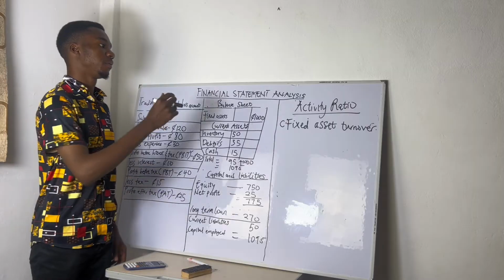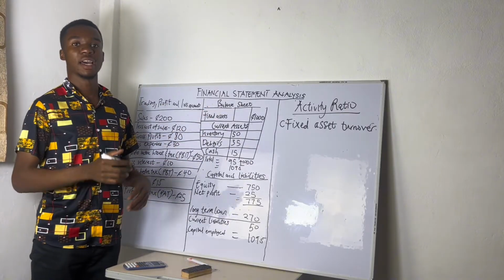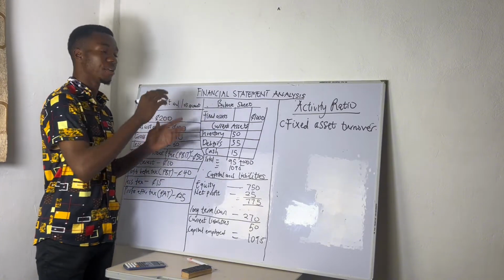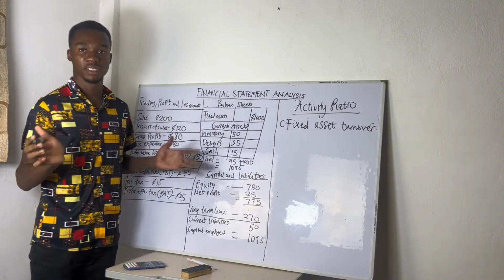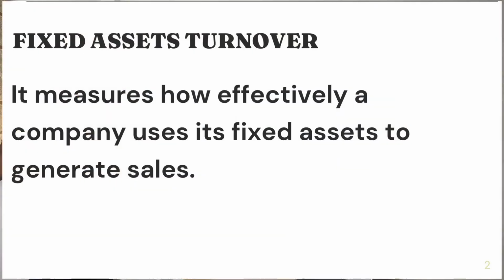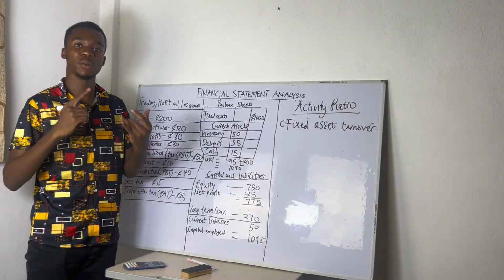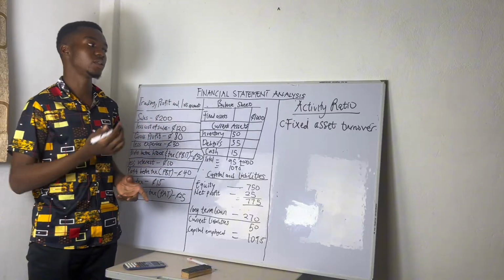Now we move on to the fixed asset turnover. Unlike the other one where we're talking about all the assets, including the fixed assets and the current assets, this one we're only talking about the fixed assets. So how is the company using its fixed assets to generate profit? The fixed assets are the things that the company has for a very long time, like the buildings, machines, and everything. Those are the fixed assets.